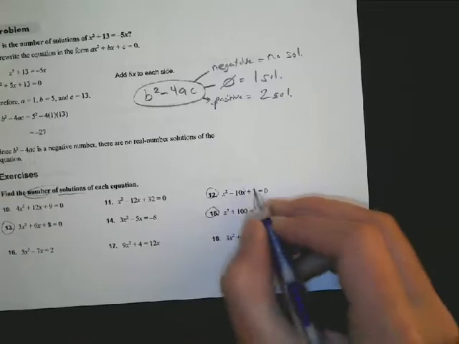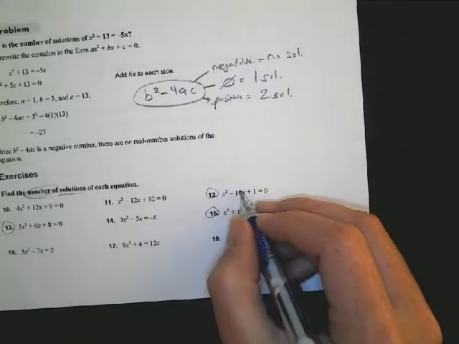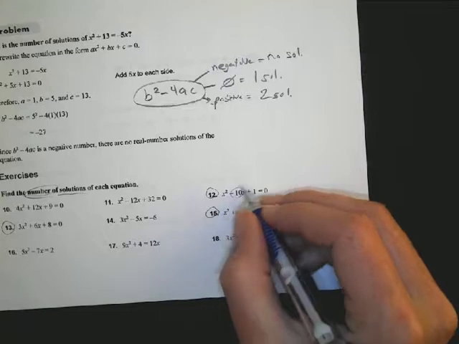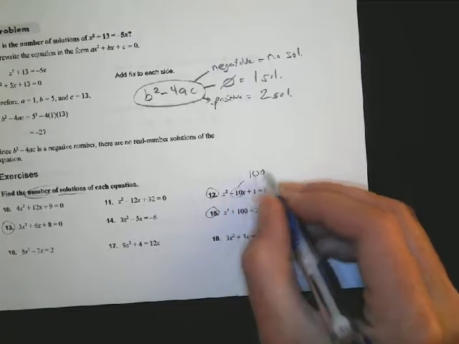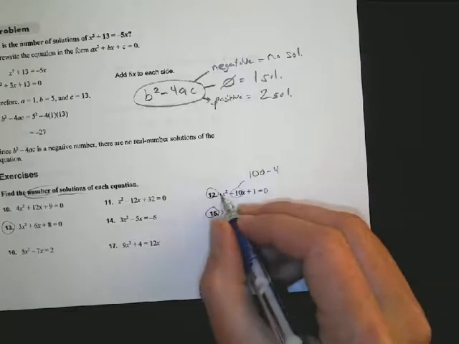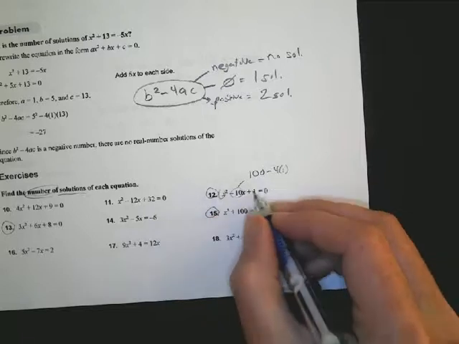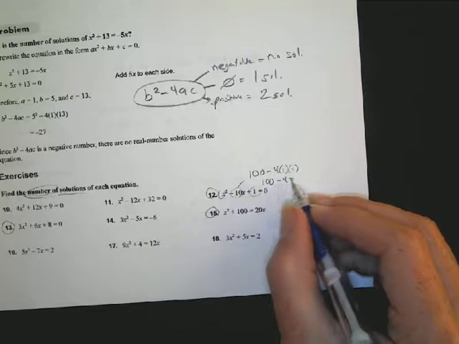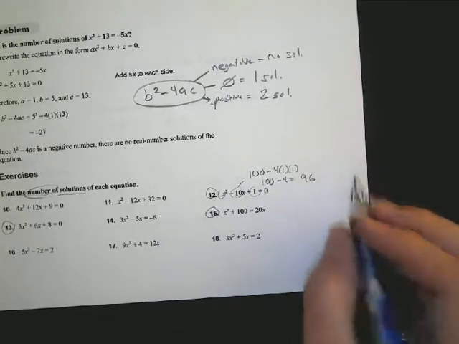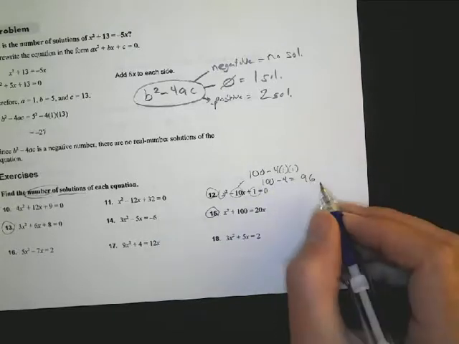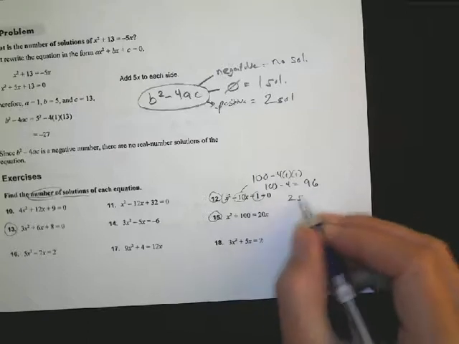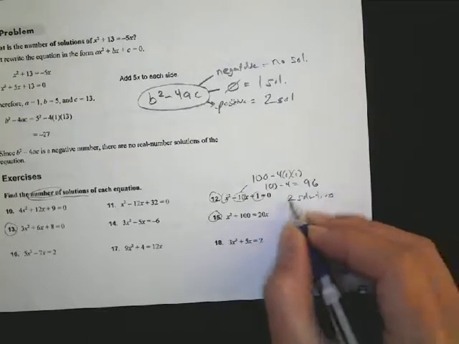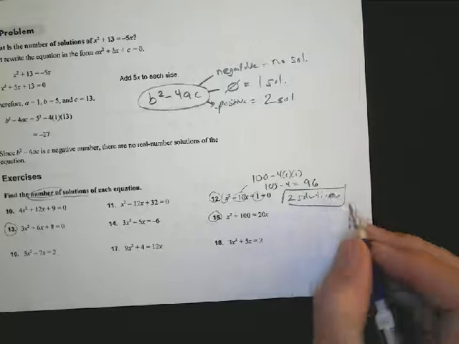Alright? So we take a look at number 12 first of all. We have our b squared, so negative 10 squared is 100 minus 4 times a, which is 1, and c, which is 1. So we end up with 100 minus 4, which equals 96. That is a positive number, and a positive number has two solutions. And that's all they're asking you to do, is say how many solutions you're going to have.